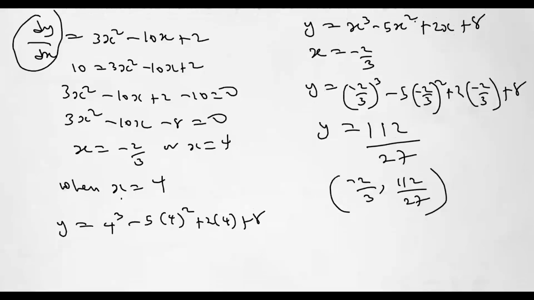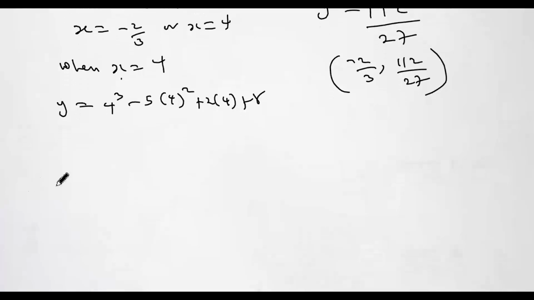So if you input this into your calculator, y will be equal to 0. That means you have (4, 0) as the second point where the second tangent passes through. From here, it is easy for us to get the equations of the two tangents.